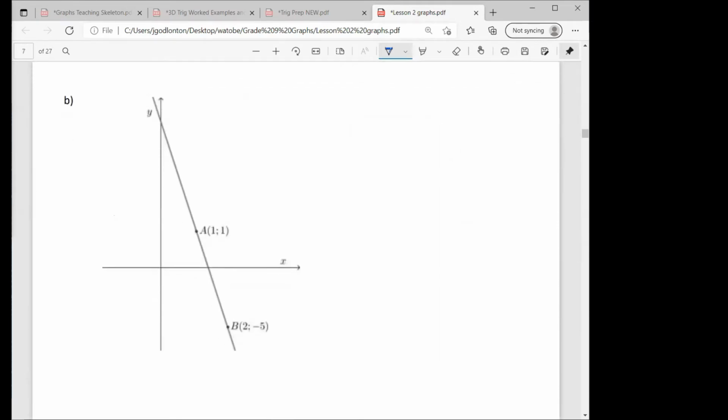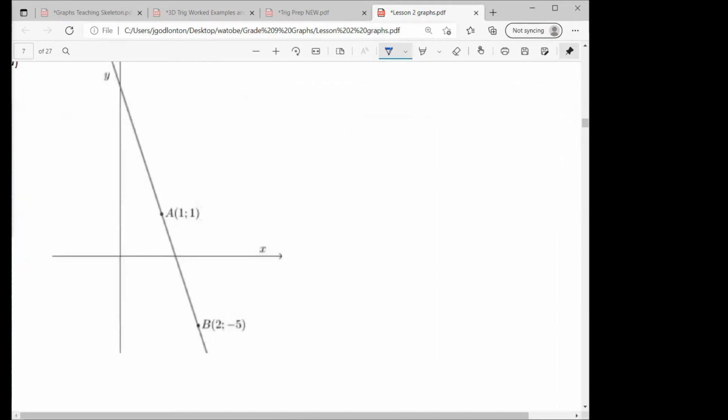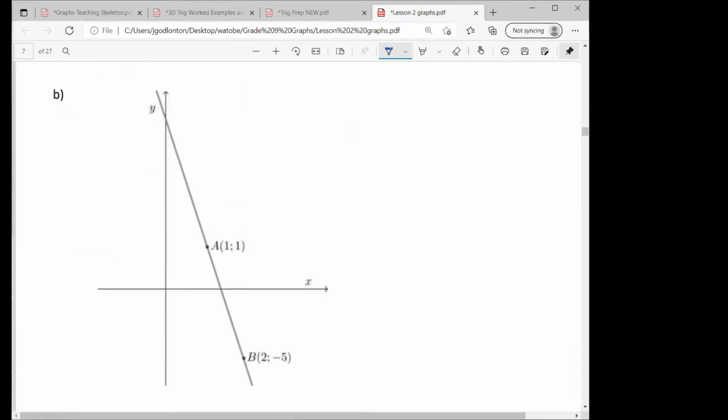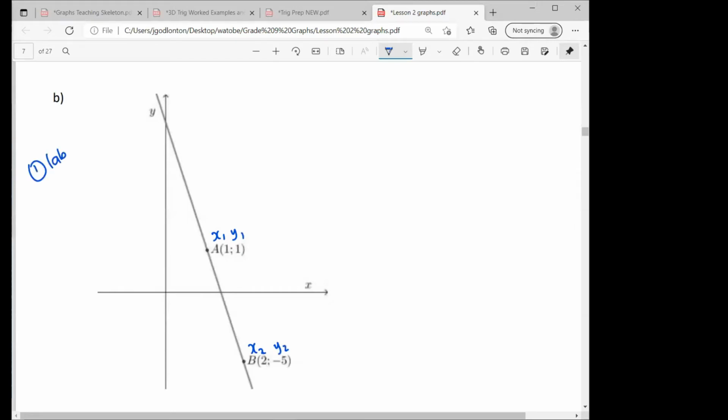Let's have a look at number 2. So I'm going to help you with this one again, and then for the next one, I'm going to let you do it by yourselves. Okay. First thing we want to do is label our coordinates. So I'm going to make this x1 and y1 and x2 and y2. First step: label coordinates.